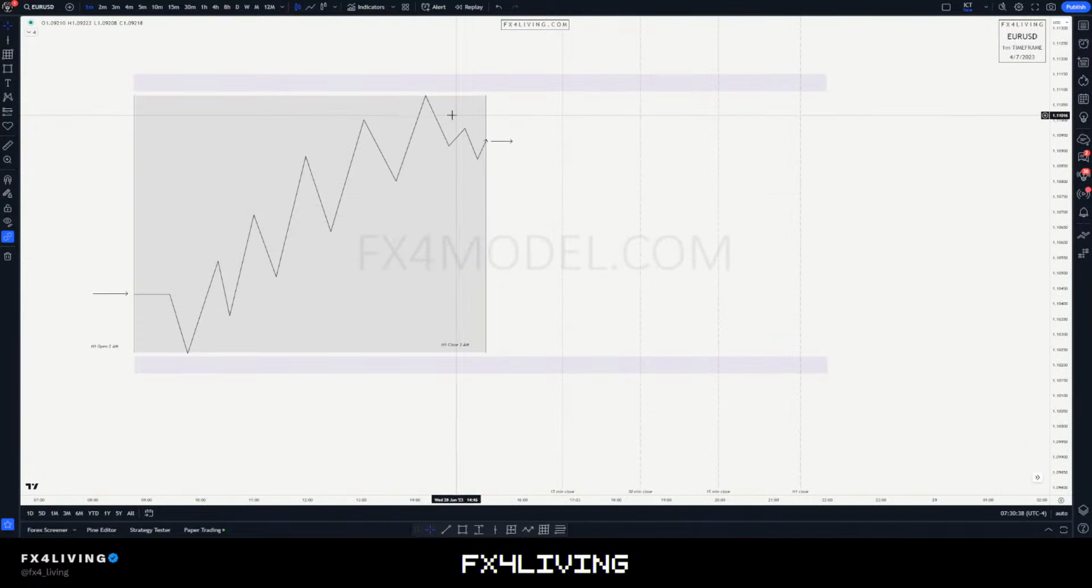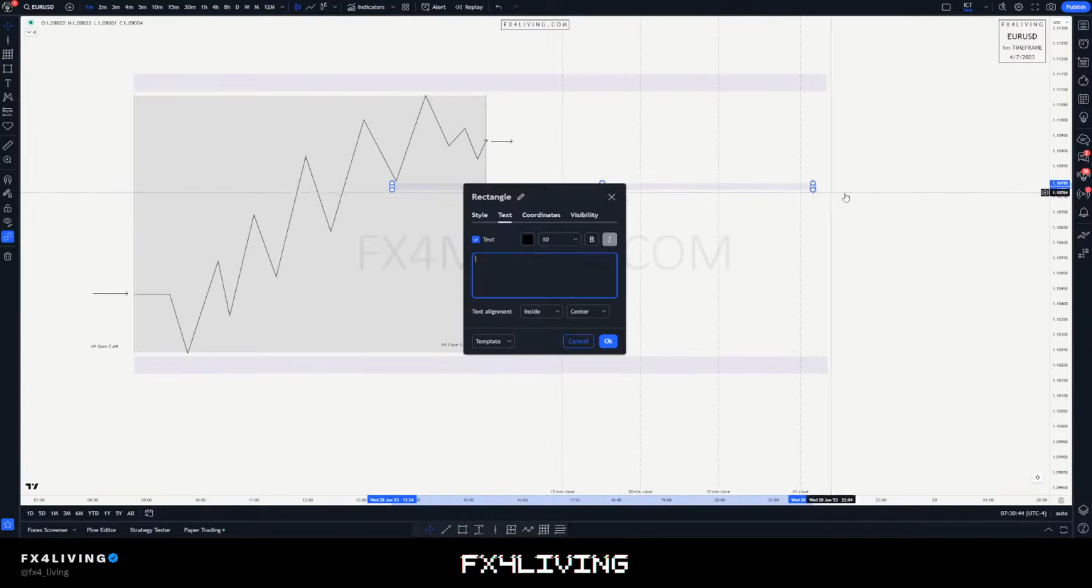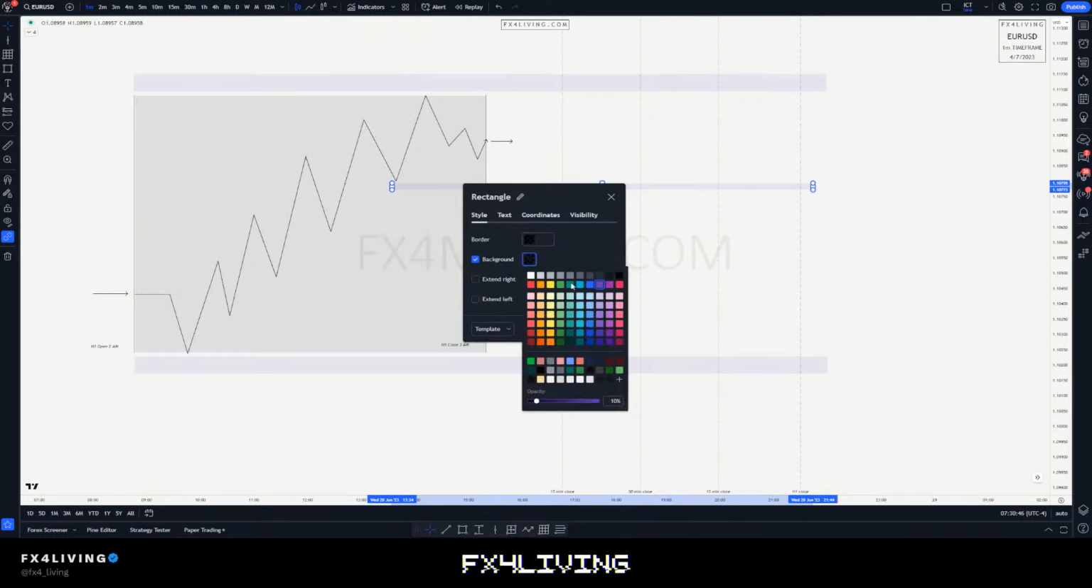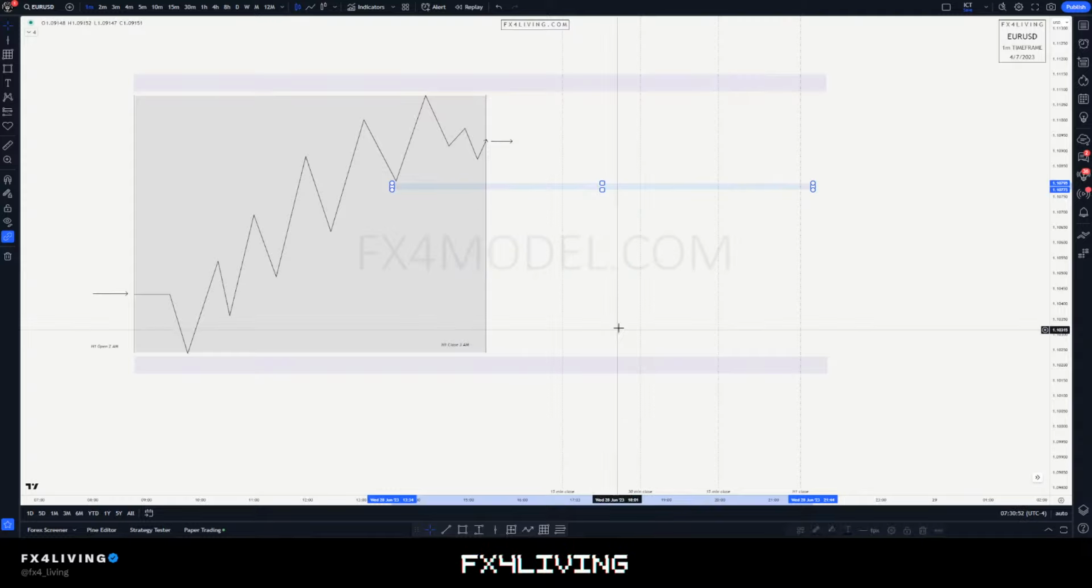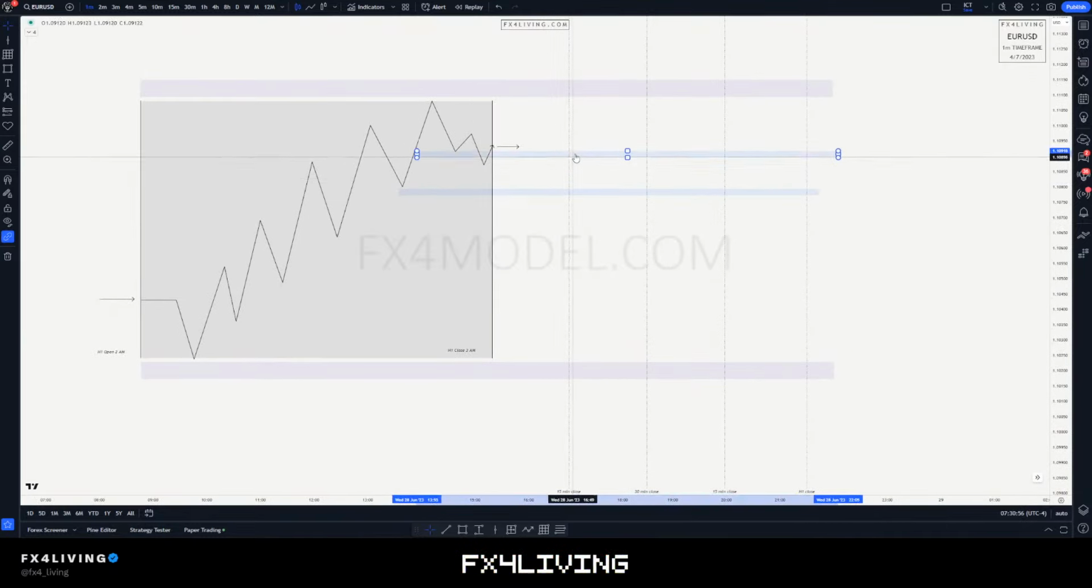So I know there's some internal liquidity here, right? And I can extend that over that place. And I'll put maybe blue. Let's put blue, right? Internal liquidity is blue, and then purple is external for me.